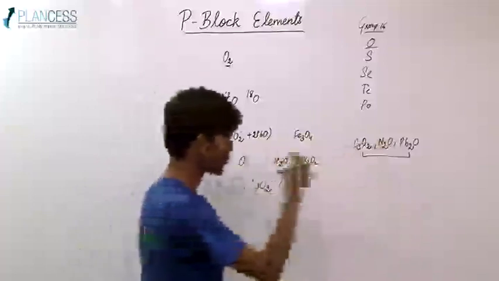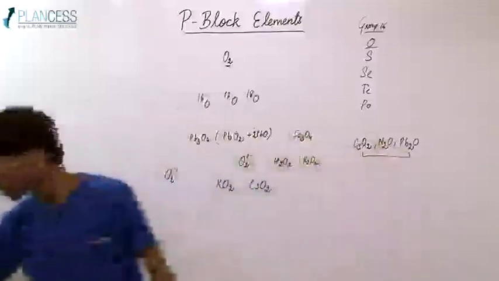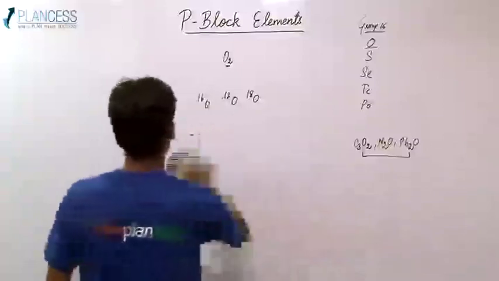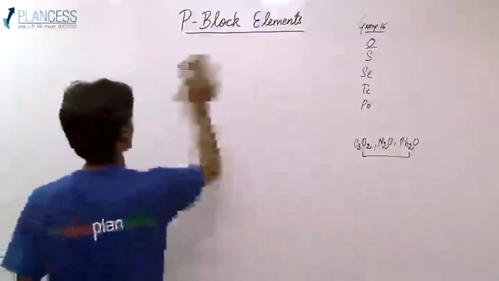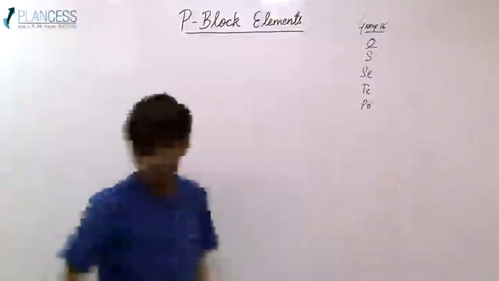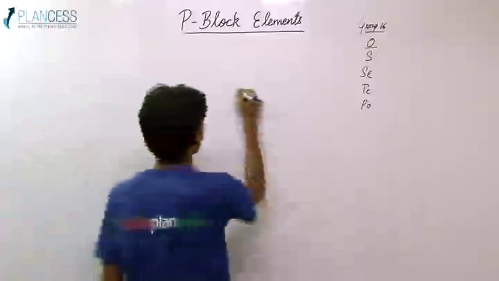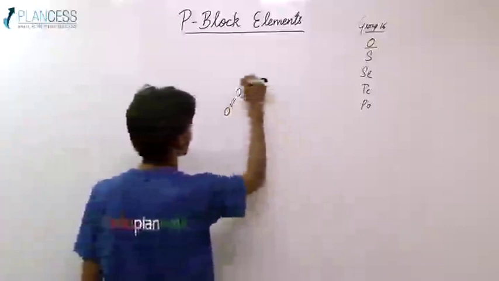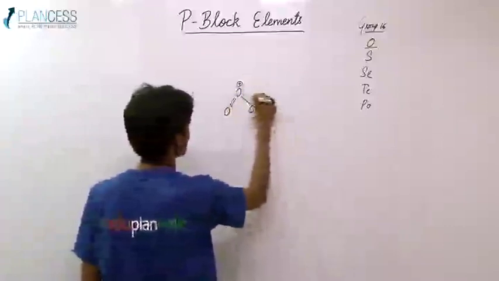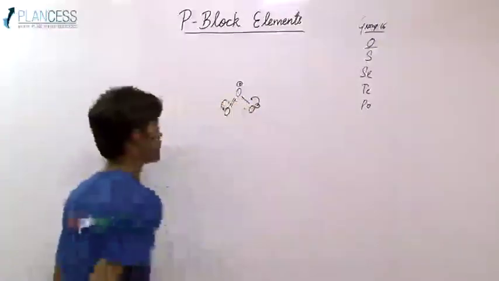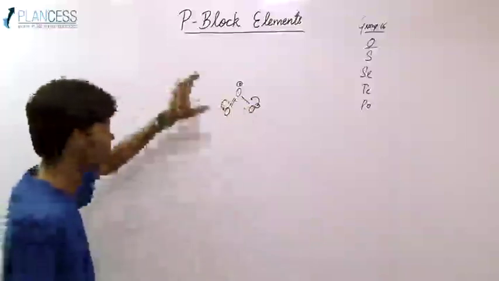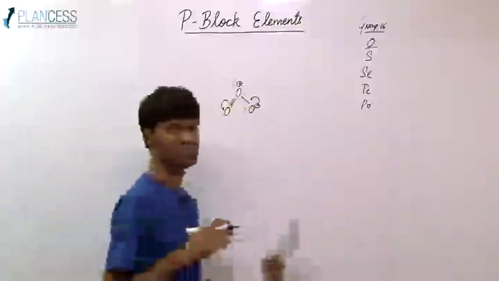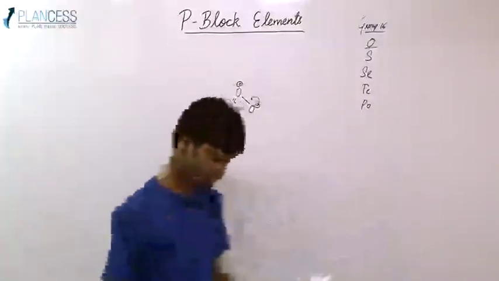Now talking about the next important compound, that is ozone or O3. Ozone has a resonance structure. It has a double bond, O minus, and here it has a positive charge, and it shows resonance. Both the resonating structures are of equal stability, so its bond order is 3/2, that is 1.5, and the bond length is in between the single bond length and the double bond length.